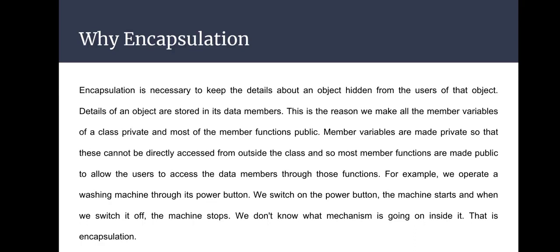It means that actually we want to hide our data. That's why we declare our data as private and most of the member functions as public, so that we can access the public member functions from outside the class, and we can modify our private variables inside the public functions. Data members are made private so that these cannot be directly accessed from outside the class, and most member functions are made public to allow the user to access the data members through those functions.